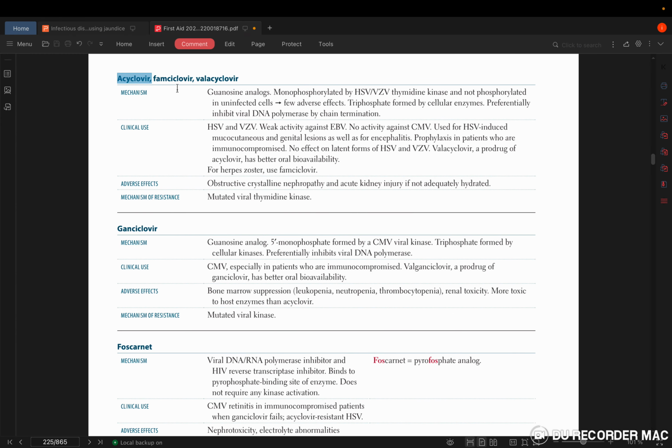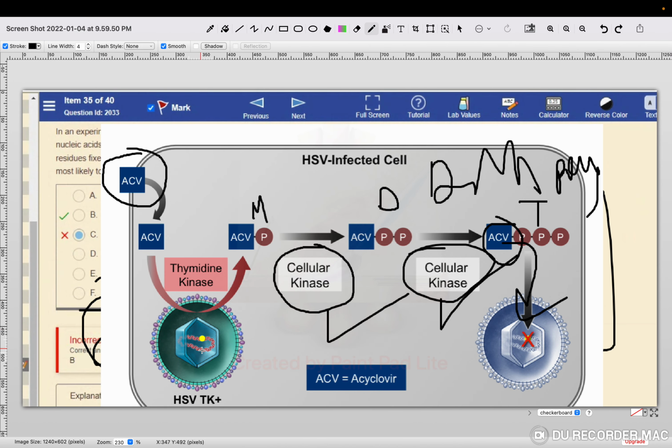So let's see, first of all, since it needs thymidine kinase, which comes from a virus, will it be working in other cells? I mean, cells not infected.